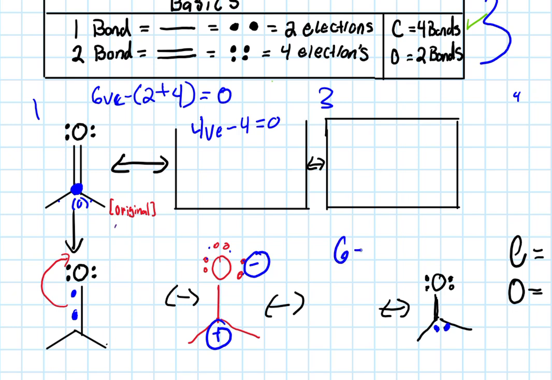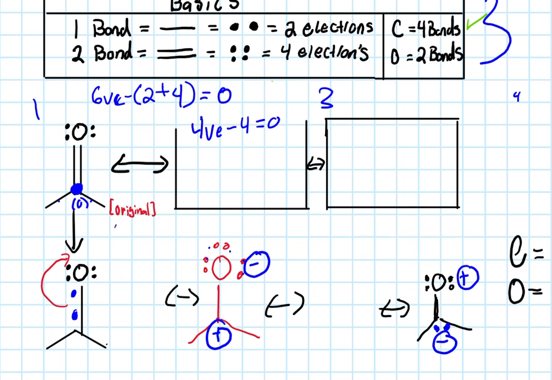If we do 6 minus the 1 bond and then the 4 on there, you're going to end up with a +1 charge. What about the carbon? 4 valence electrons minus 3 bonds, and then we have those two lone pairs on there. All right, so we're going to end up with a -1 charge on there. But we're not done yet.